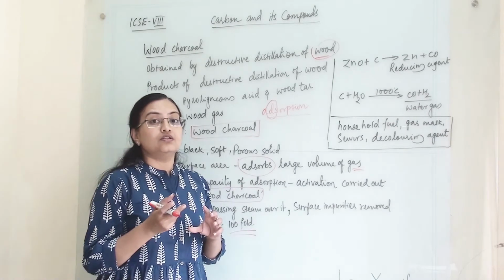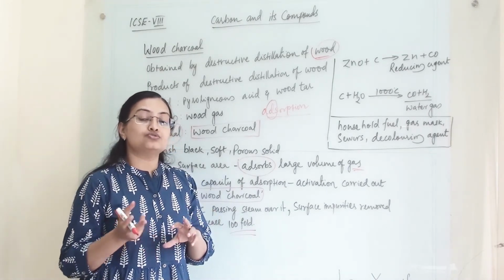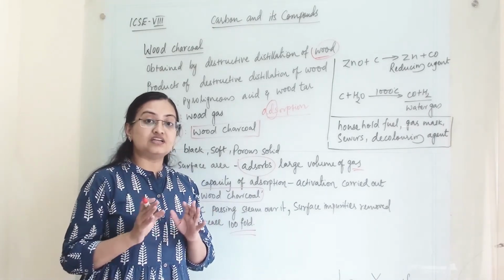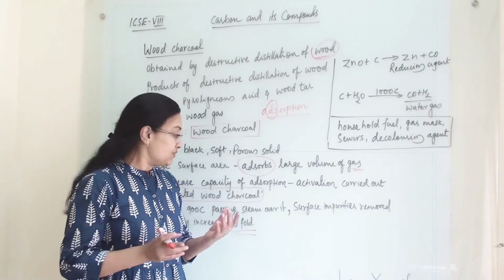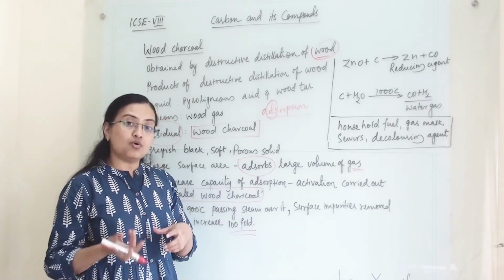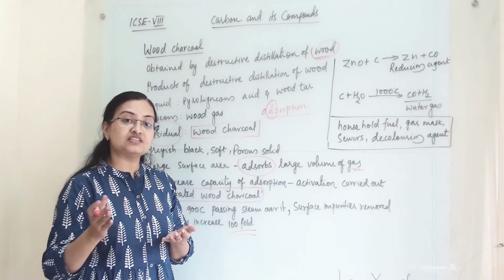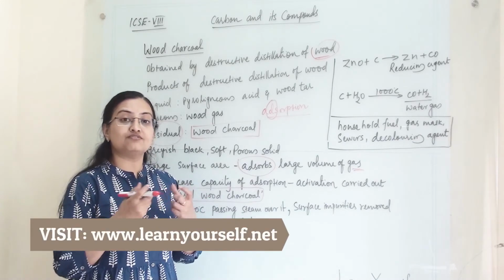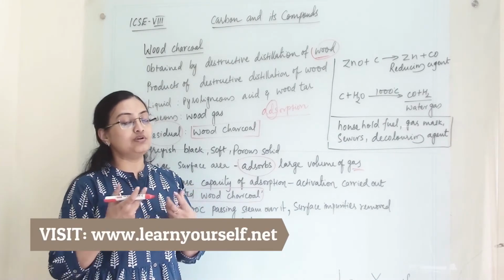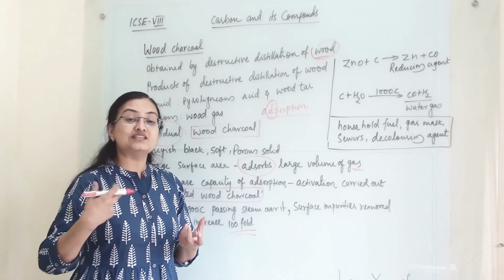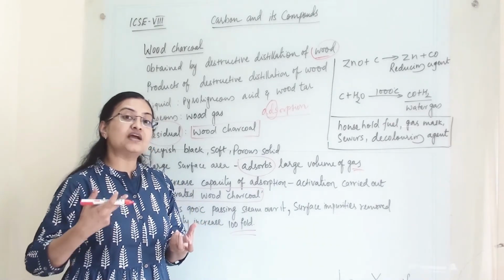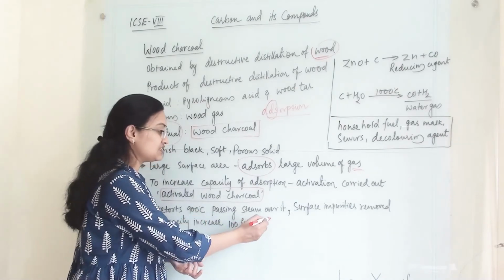In non-activated charcoal also the capacity is there, but it is very less. So when we are passing steam over it, we are removing the surface impurities, so that its surface will become open and free of impurities. So its capacity will be increased by 100-fold by doing this procedure.